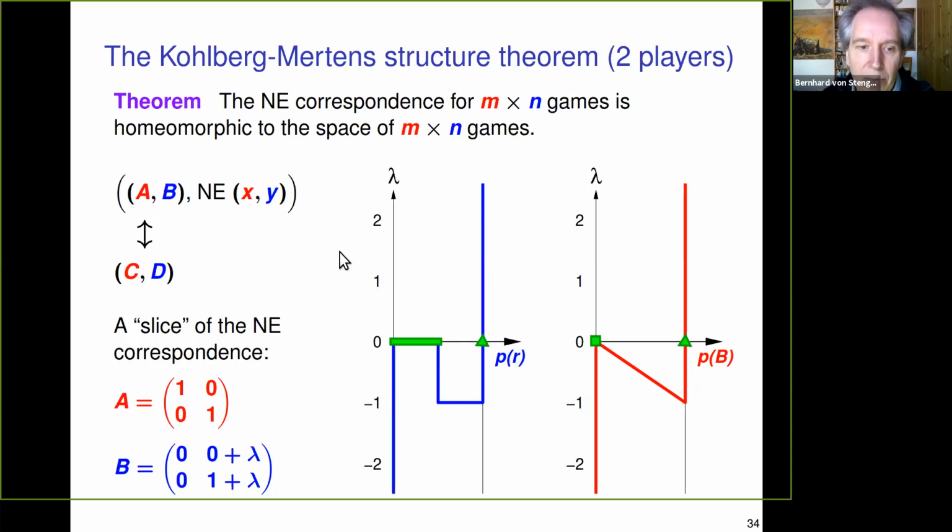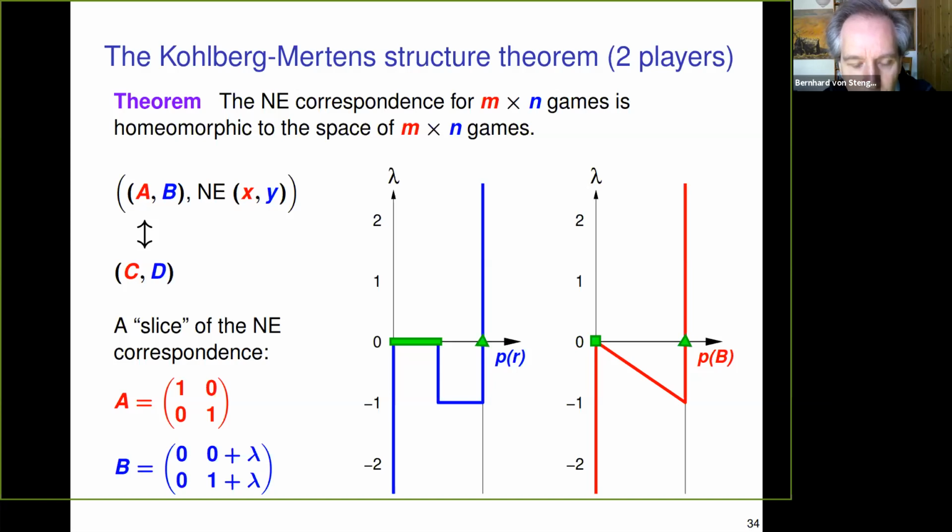Okay, and now comes my story. This homeomorphism does not preserve the sum of the 2 games. In particular, it does not preserve the zero-sum property, for example, and this is something we can fix. And let me spend a little bit of time now, 5 minutes, in explaining the correspondence by Kohlberg and Mertens itself, which has a proof that everybody should know because it's much simpler than people think.